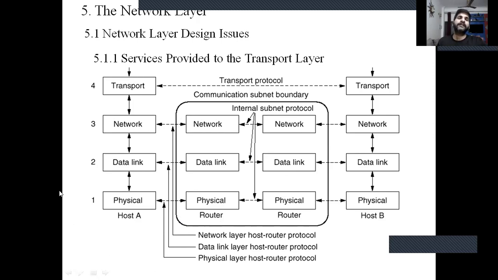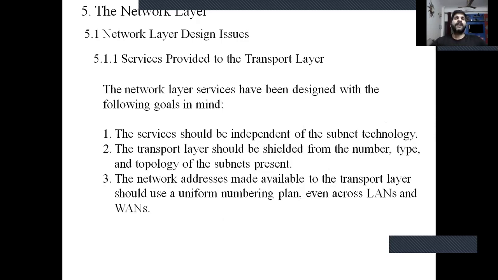And this network service is provided to the transport layer. The network layer services have been designed with the following goals in mind. First, the service should be independent of the subnet technology. Second, the transport layer should be shielded from the number, type, and topology of the subnets present. Third, the network addresses made available to the transport layer should use a uniform numbering plan, even across LAN and WAN.